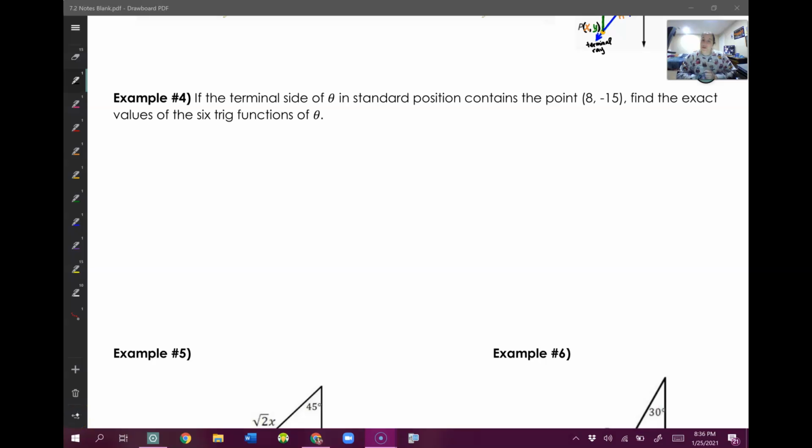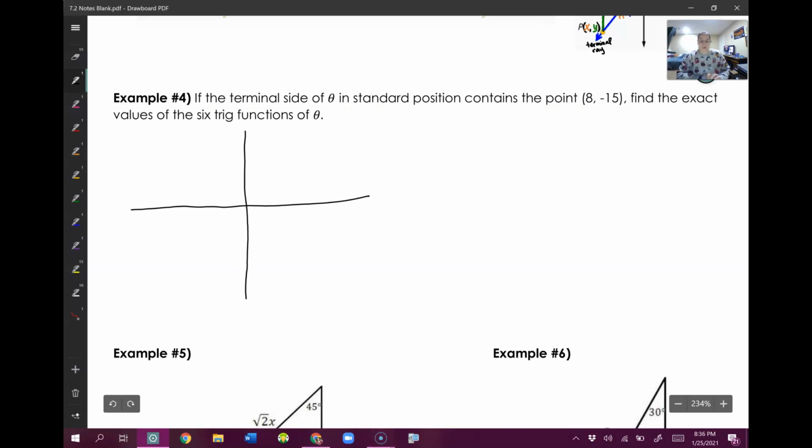Let's apply those new definitions of sine, cosine, and tangent that we learned in the last video. Example number 4 says if the terminal side of theta in standard position contains the point (8, -15). So let's start by graphing that point. Let's say this is 8, this is -15. Doesn't have to be perfect. So (8, -15) would be about there.